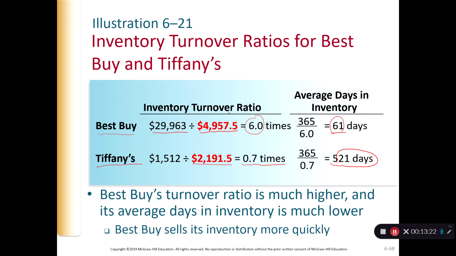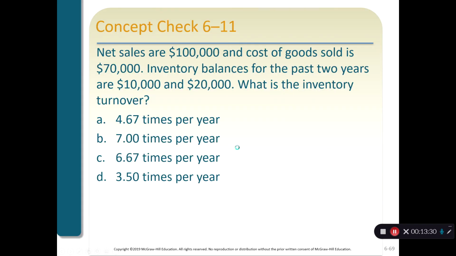By looking at these two ratios or statistics, we can only say that Best Buy sells the products much quicker than Tiffany. Okay, so let's first do a quick example. Net sales are 100,000 and cost of goods sold is 70,000. Inventory balances for the past 2 years are 10,000 and 20,000. What is the inventory turnover?